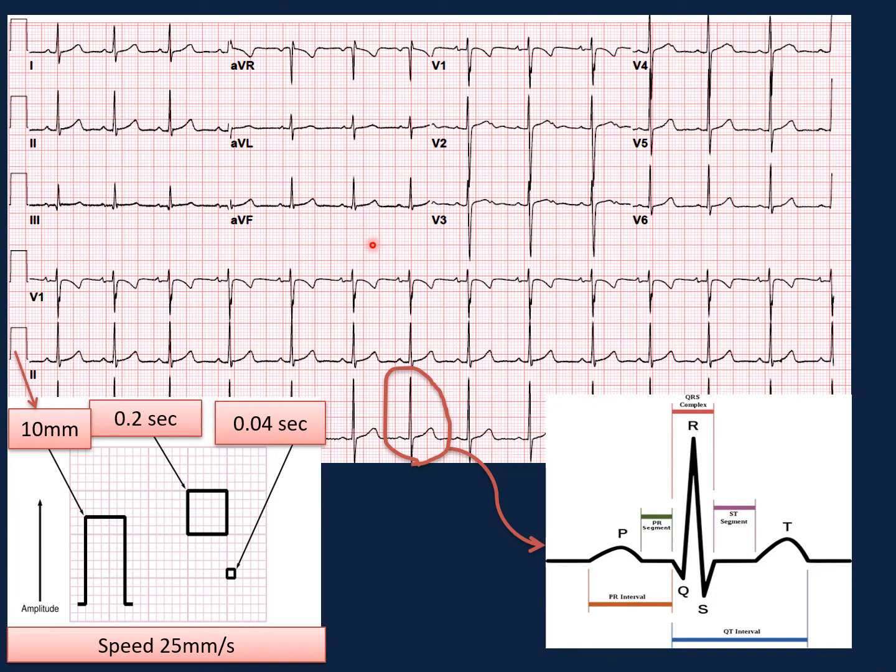We have large squares and small squares. Each small square equals 1 millimeter by 1 millimeter in size. Each large square has 5 small squares by 5 small squares, or 5 millimeters by 5 millimeters.